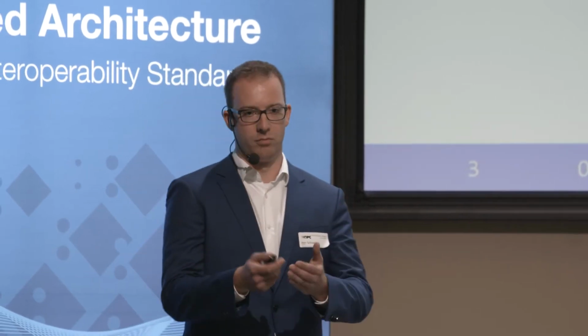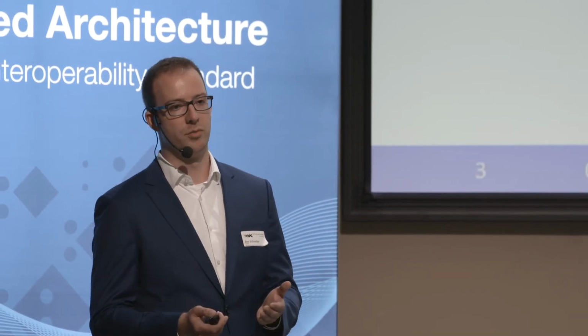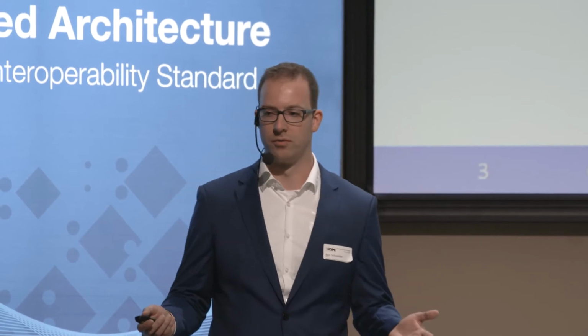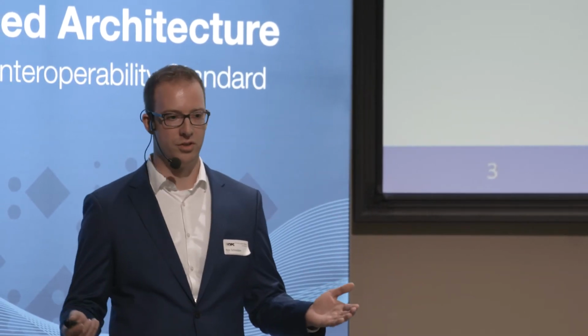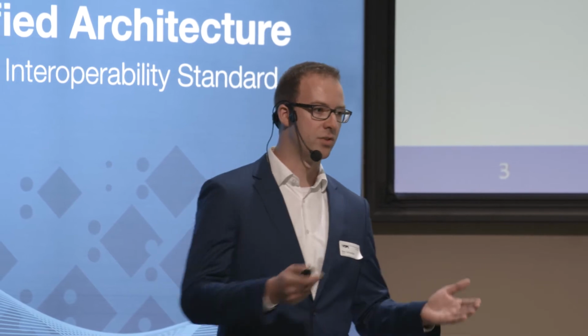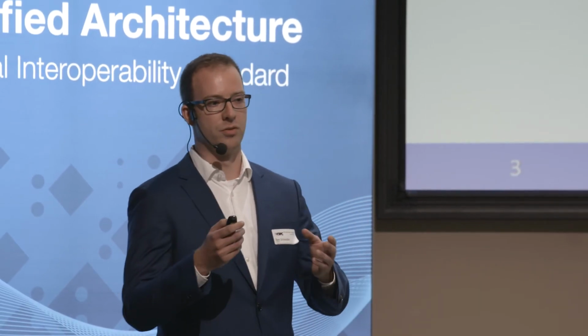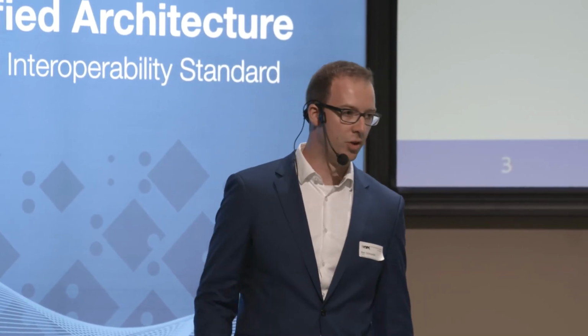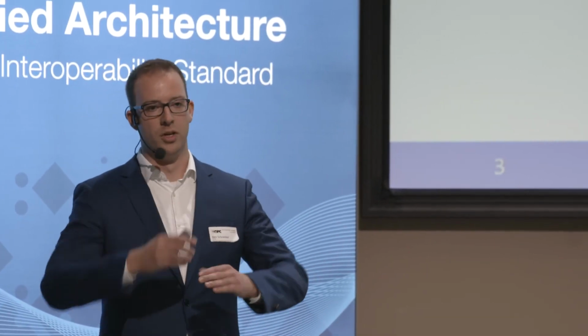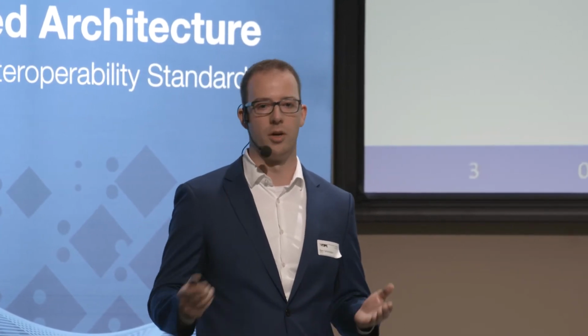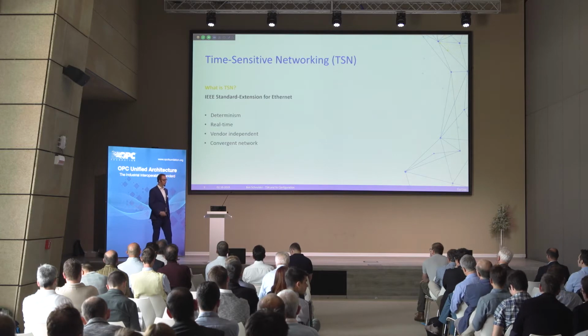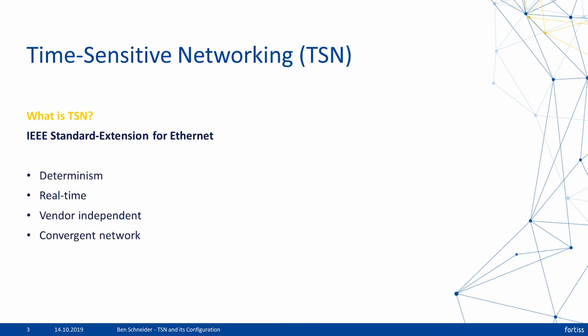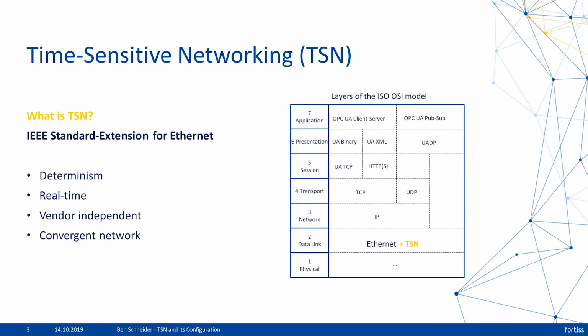To make it clear what determinism and real-time are: determinism from a networking perspective just means that you can guarantee the transmission of packets. If you send it from A to B and the network is appropriately configured, the network will make sure that this packet is transmitted. Real-time is, on top of determinism, that you can not only guarantee the packet transmission, you can also guarantee it with a specific timing requirement.